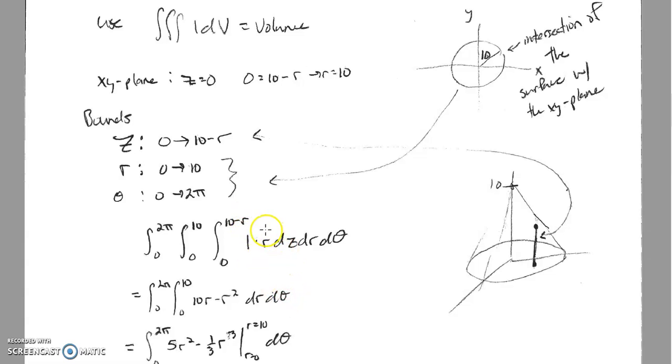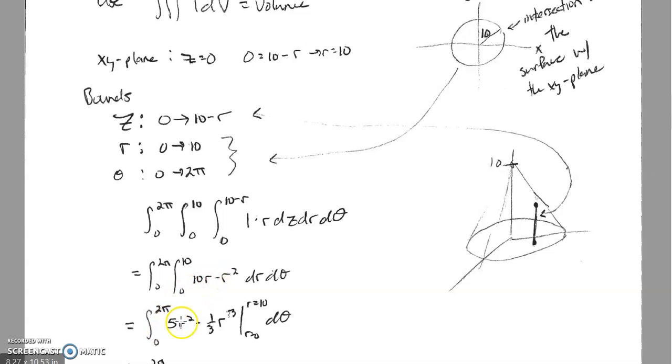Here, notice I'm integrating with respect to z, and there's no z in there. That means it's the integral of 1 dz, which is going to give me the upper z bound minus the lower z bound. So I get 10 minus r minus 0 times this r, so I get 10r minus r squared. That's the innermost integral. Now I'm down to a double integral, so I'm doing integral from 0 to 10 of this thing.